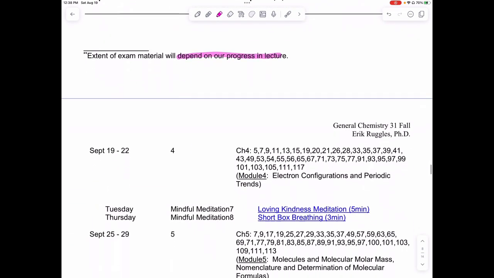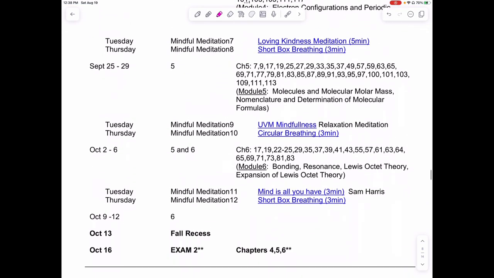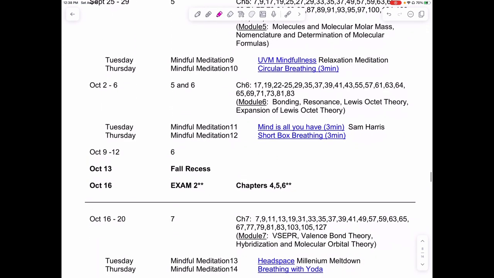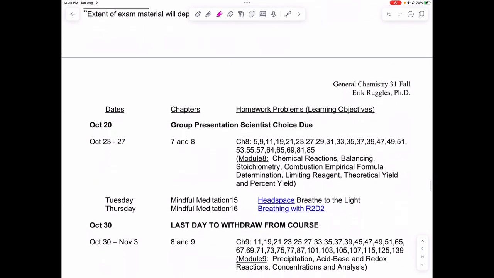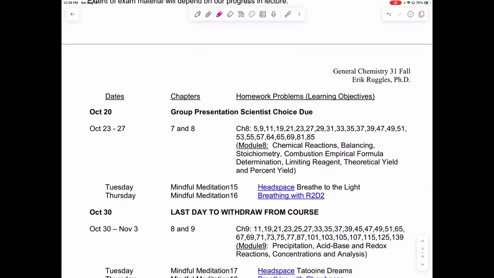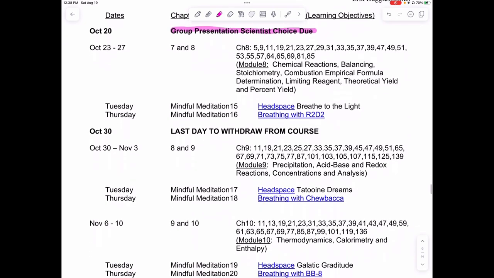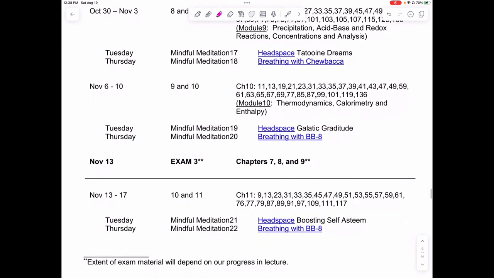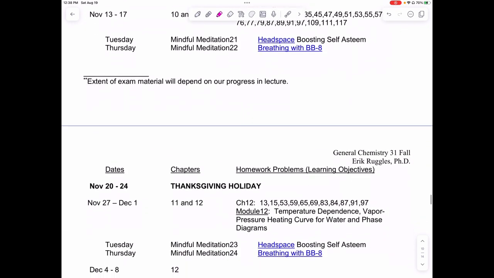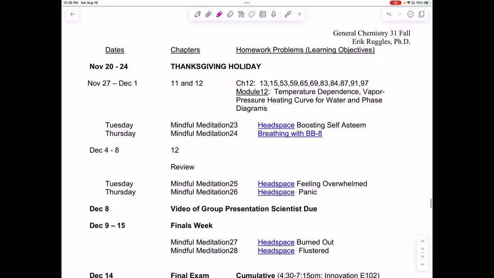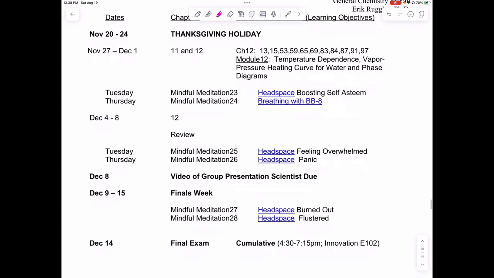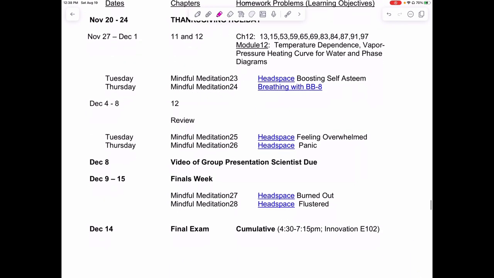As we go through, you can see that this is repetitive, going through what we're going to cover from week to week. There's our group presentation. Scientist choice done for us. And we just keep walking through that semester. Thanksgiving holiday, which I'm sure we would be excited for. We get finals week, we get video group week. So we have everything here at the end.